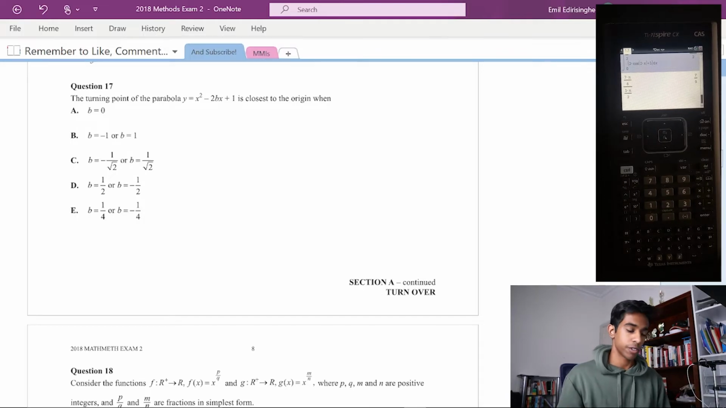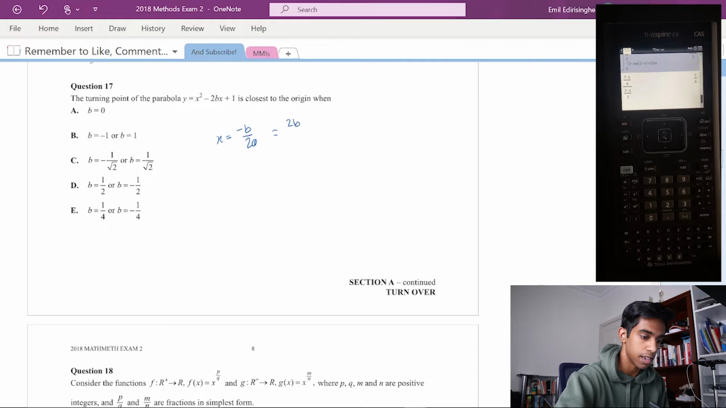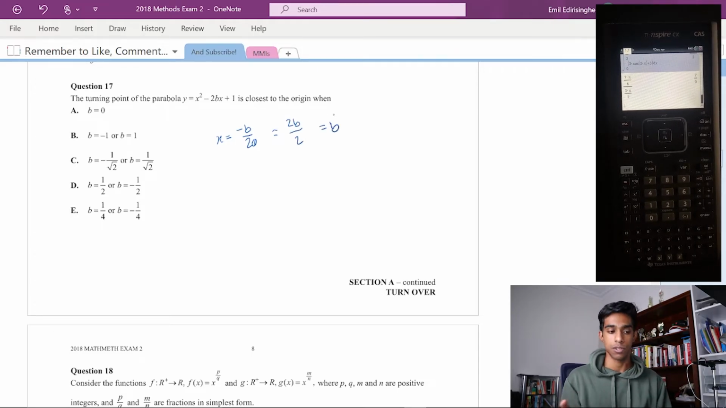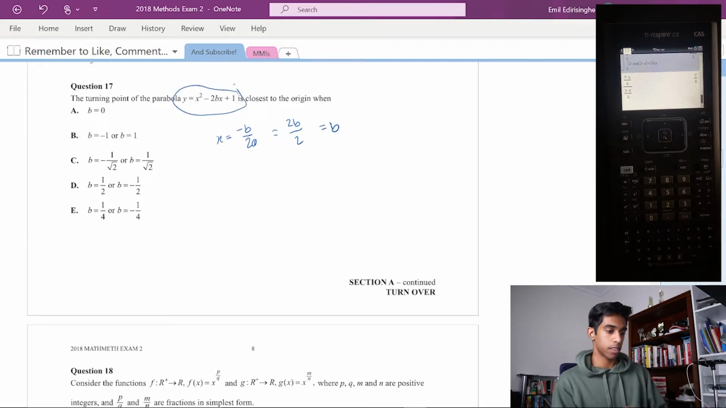So I know that with quadratic functions, the turning point is going to occur at x equals negative b on 2a. And in this equation, it's going to be 2b on 2, which is just b. But we can't just say b equals 0 because that might be further away from the origin. So now what I'll do is I'll sub in b into this equation here.